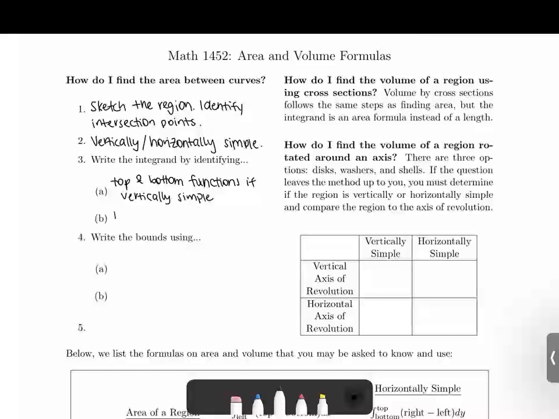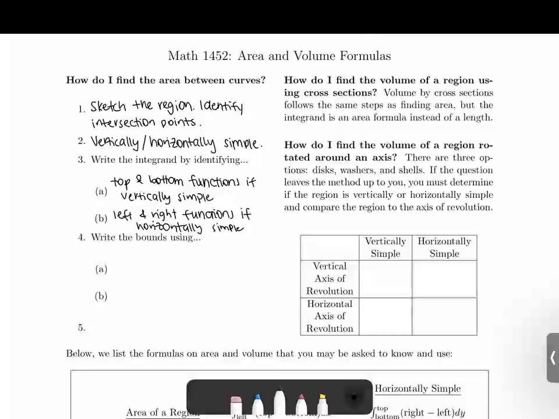And then we're going to find our left and right functions if we are horizontally simple. So again, horizontal means we're looking at left and right. Okay, so we find top and bottom, or we find left and right. And that's how we're going to write our integrand.